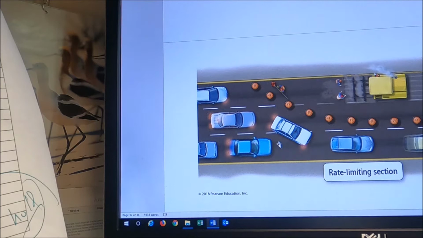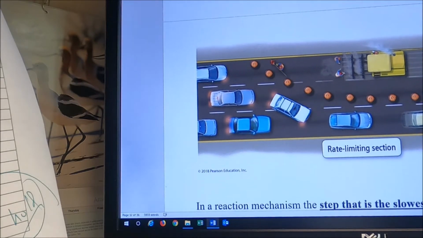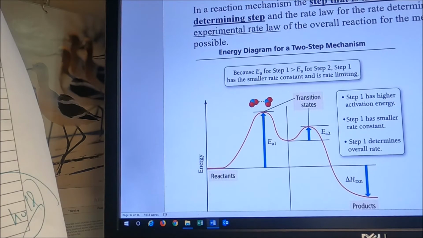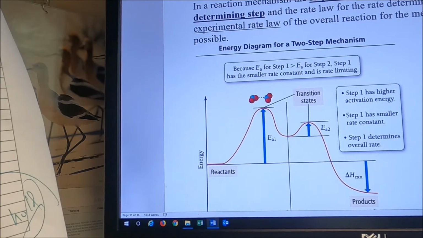Think about traffic. We all know about road construction in Tuscaloosa. When they pinch it down to one lane, it limits how fast you can move along the roadway. Okay? In a reaction mechanism, the step that is the slowest step in the process is called the rate determining step. Okay?